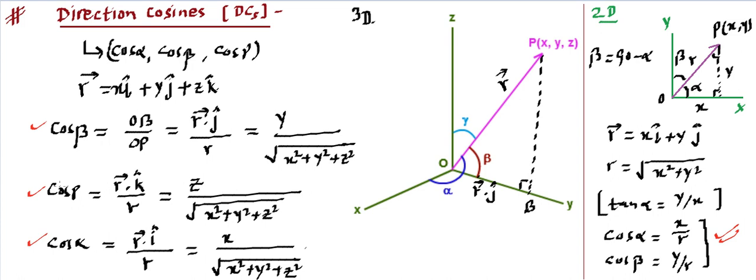Now, in examination, these cos alpha, cos beta, cos gamma will be asked to you. So if the vector is given, we can easily find them. There is also a relation between cos alpha, cos beta, and cos gamma. As we talked about, alpha plus beta plus gamma is not easy to find out for us, but what we can easily find out is direction cosines.